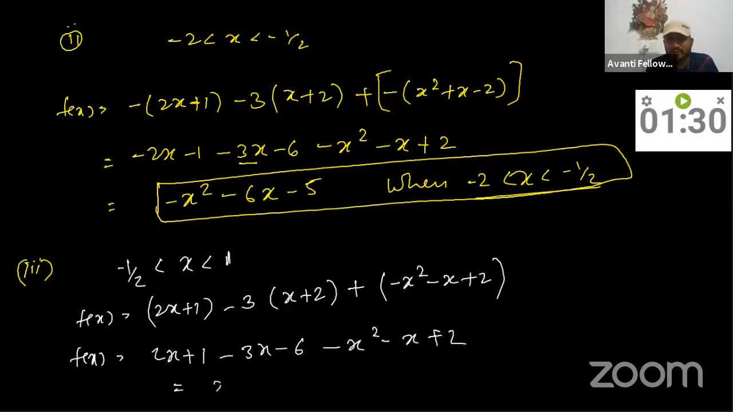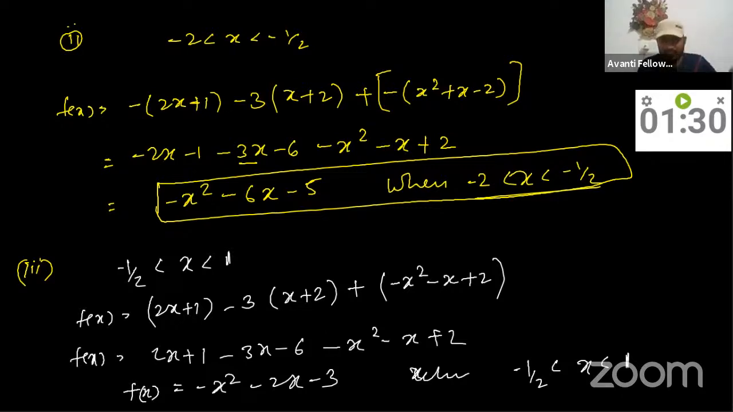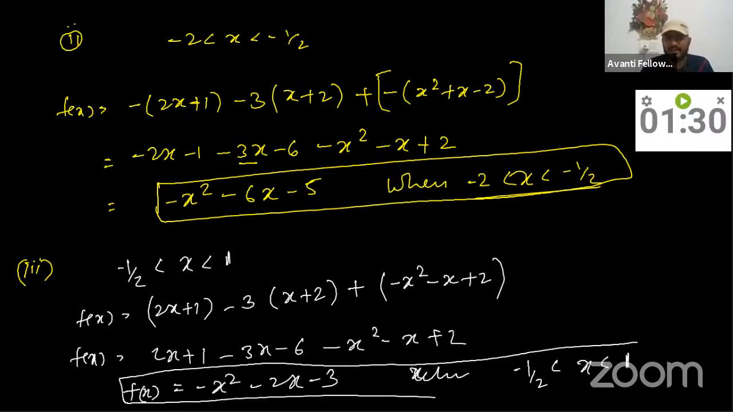So this comes out to be minus times x square. So 4x will become minus 2x, and this will become minus 3. Okay, this is your f of x when your x is between -1/2 to 1. We got our third definition.